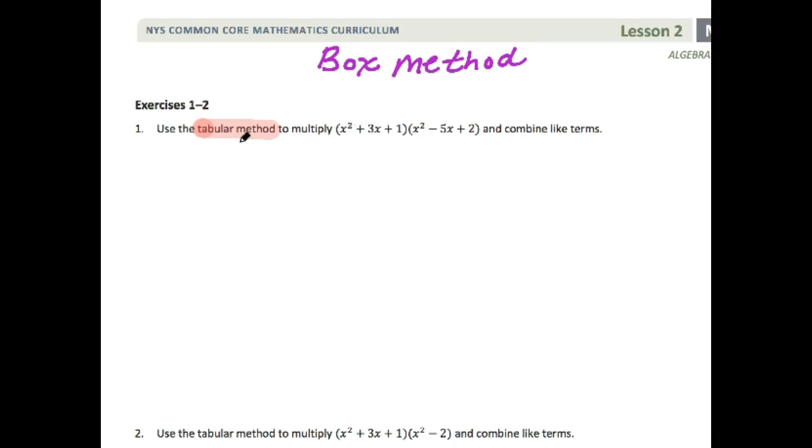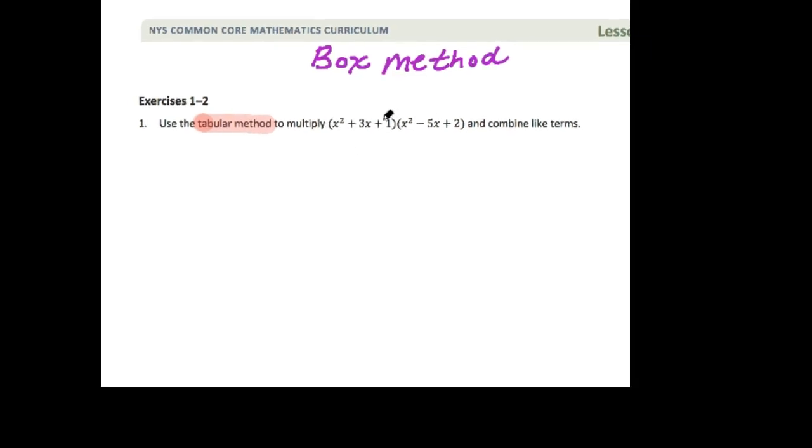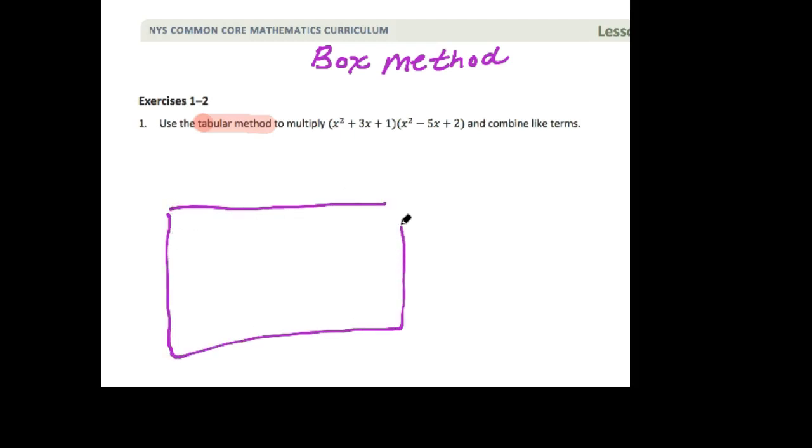Notice how there are three terms here. So we're going to multiply the quantity x squared plus 3x plus 1 times the quantity x squared minus 5x plus 2. There are 3 terms here and 3 terms here, so that's got to be 9 boxes. So here's how I think about this. Let me draw this down here, a big rectangle. So here's my box. It doesn't have to be perfect.